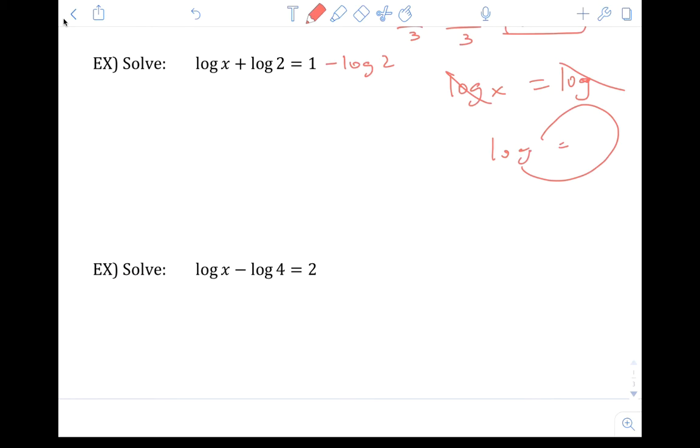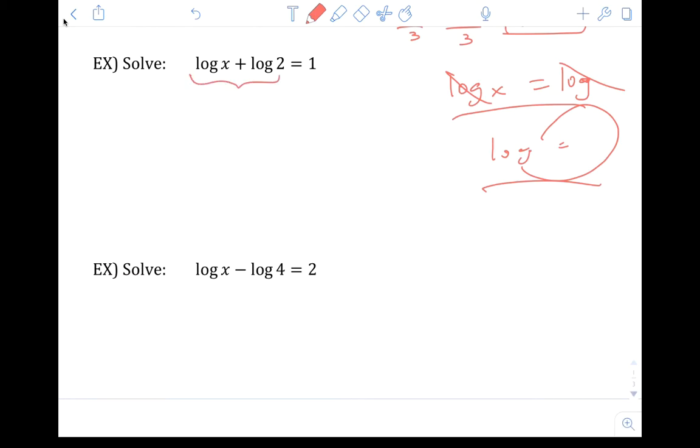So you get to use your log properties to condense first. So yes, there are basically two very simple options, but also, yes, I realize sometimes you have to do a little bit more to make them into one of those simple options. You have to manipulate it. So let's see what we can do.